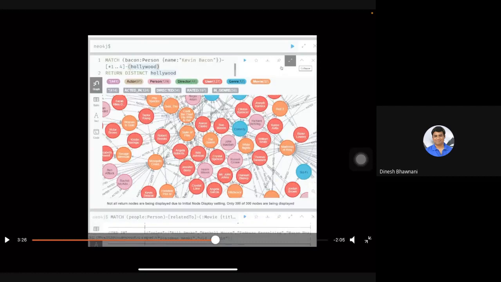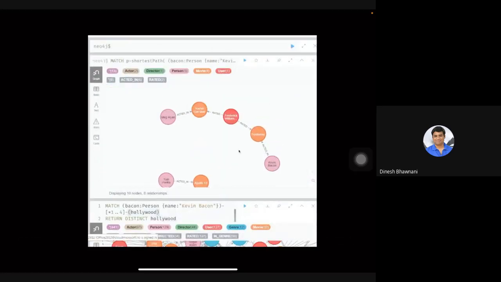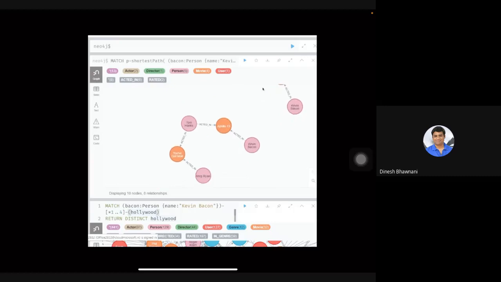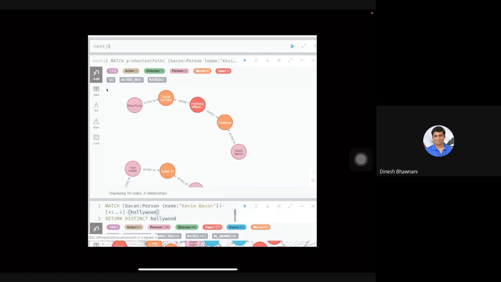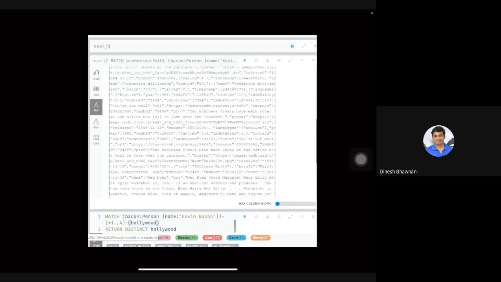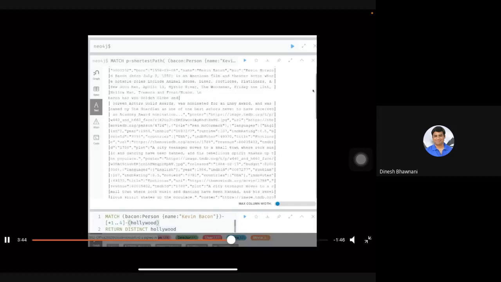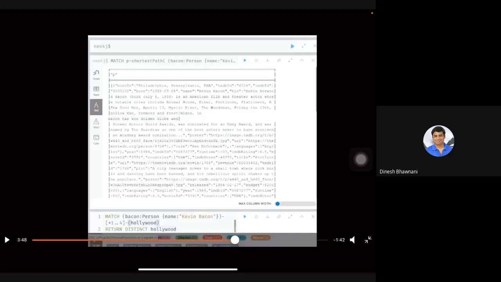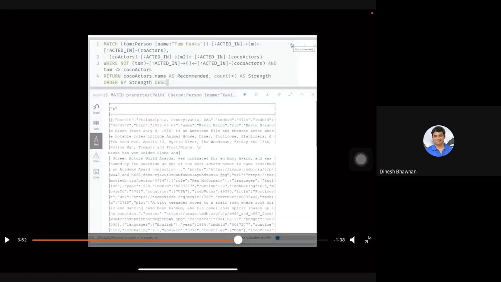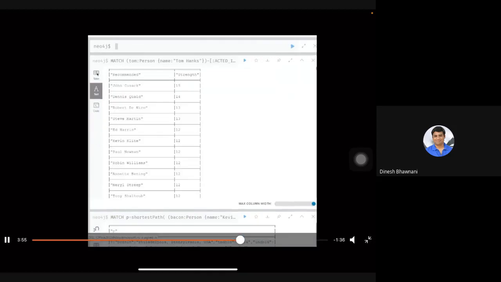When you see something like this, star 1 to 4, that's typically degrees of connectedness. The fourth connection to Kevin Bacon is Meg Ryan in one case. Similarly, there are other cases, other people. Then this Tom Hanks case: who are all the co-actors? Then it will show.